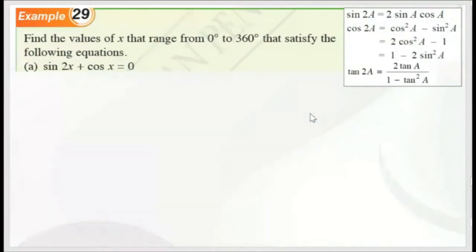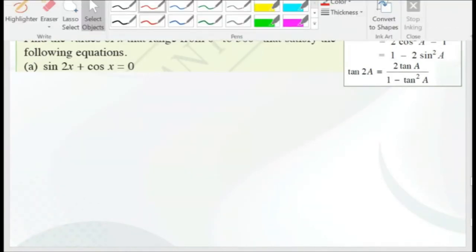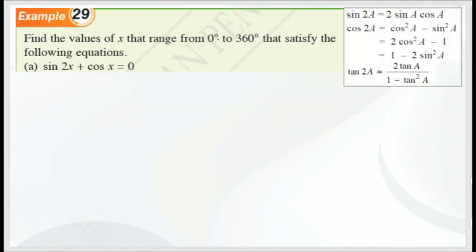Okay, then we continue to example 29 now. Find the values of x so that the range is from 0 to 360. 360 means one cycle involving 4 quadrants. Okay, the first one, sine 2x plus cos x. Now you see this 2x and x. So this is the range for the angles in degree form. So what you need to do, you need to change first. We cannot have a double angle and a single angle together.